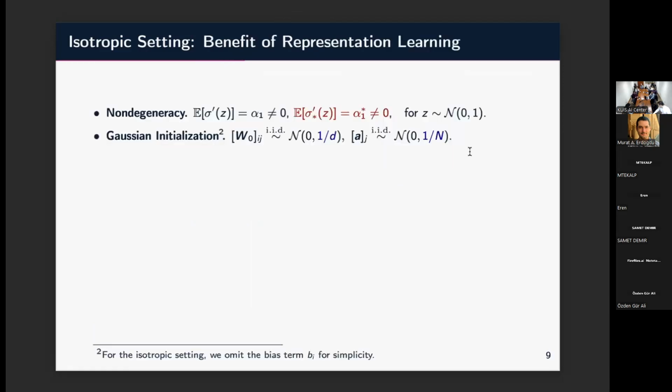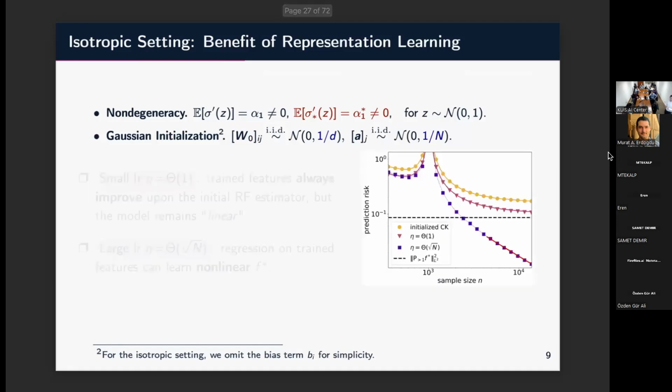So let me present some formal results. I'm going to assume a non-degenerate target function. I will talk a bit more about this; it's actually quite important, but for now we just assume that the expectation under the Gaussian measure of the first derivative of sigma star is non-zero. So that's a non-degeneracy assumption that I'll talk about more later. And then we have the standard Gaussian initialization.